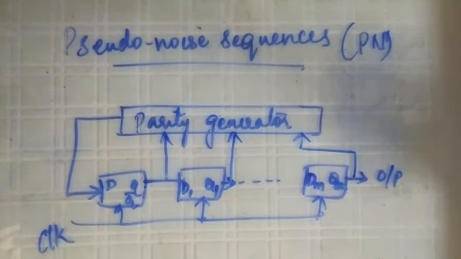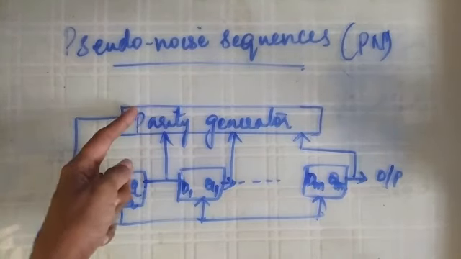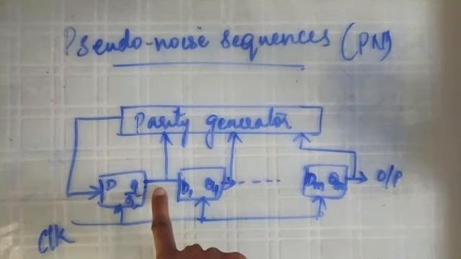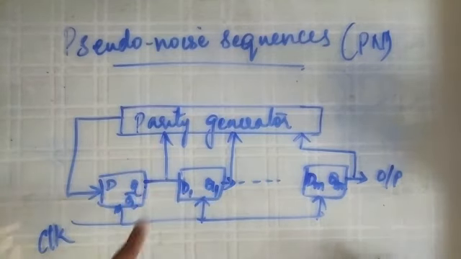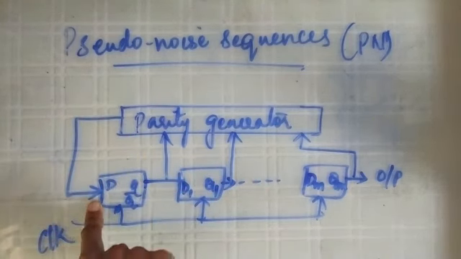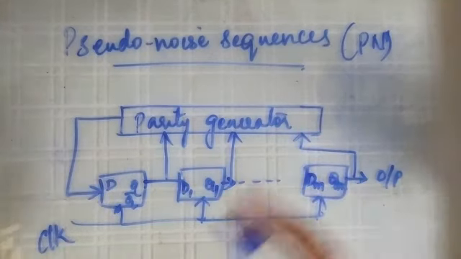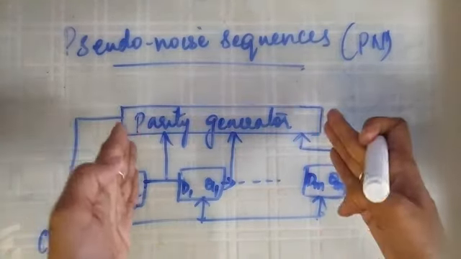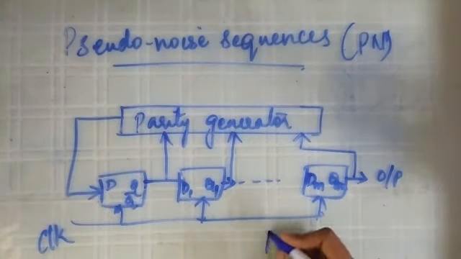This is the figure of a PN sequence generator, where we have the parity generator and M number of D flip-flops. The clock is provided, the output of each D flip-flop is connected to the parity generator inputs, and the output of the parity generator is connected to the first D flip-flop. So what is a parity generator? I'm sure you might have heard about it before. It generally consists of XOR gates. I hope you know the truth table for the XOR operation.